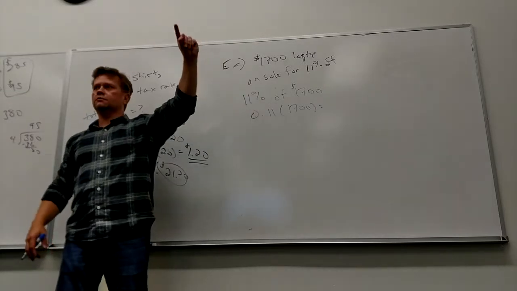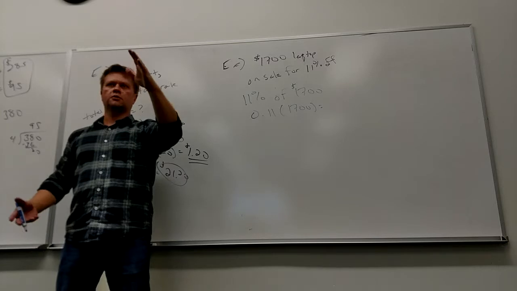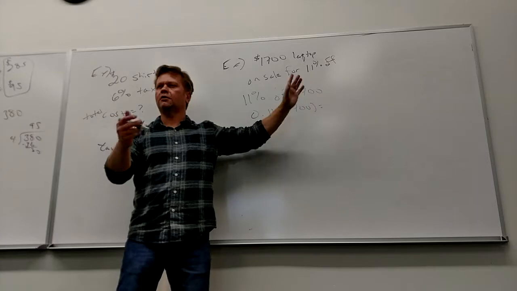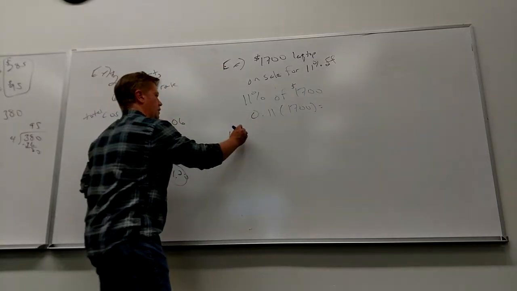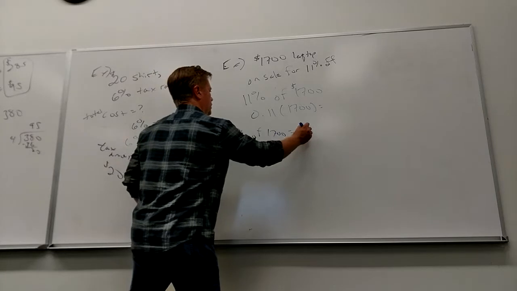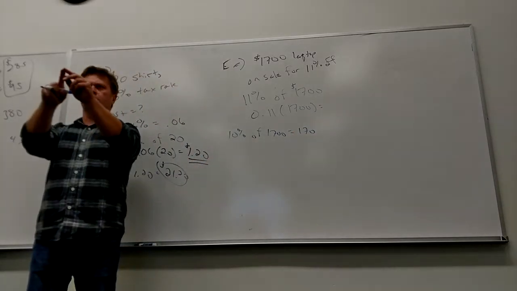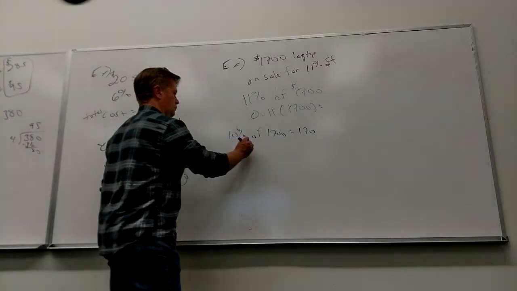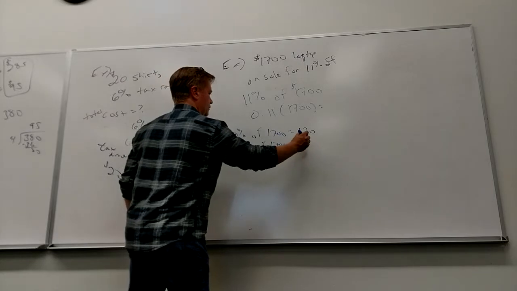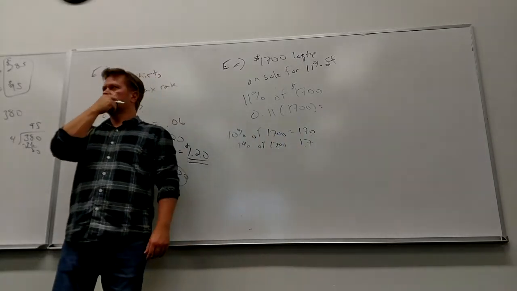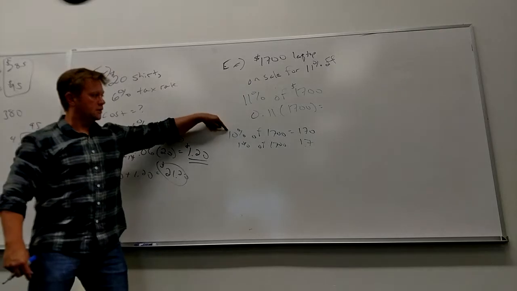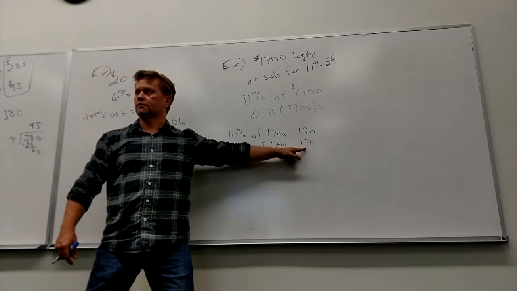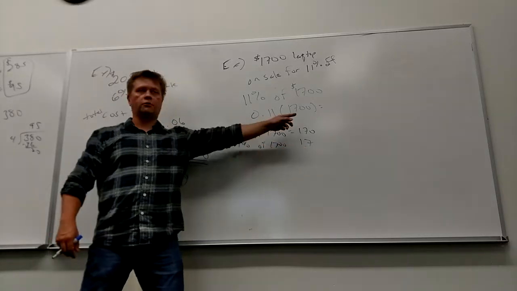Just to tell you how I do this in my head. 10% of something, just move the decimal back once. 10% is 1/10 of something. So that would be 170. I know you can do this on the calculator, I don't care. 10% of 1,700 is 170, because 10% is 1/10 of it, you just move the decimal back once. What's 1% of it then? I would move the decimal back again. Yeah, 17. So what's 11% of 1,700? This plus this makes 11%, don't it? So 170 and 17 is 187. That's what you get when you do 0.11 times 1,700.